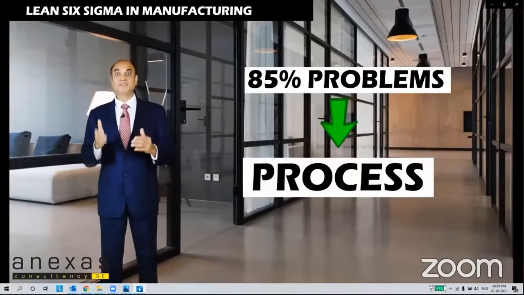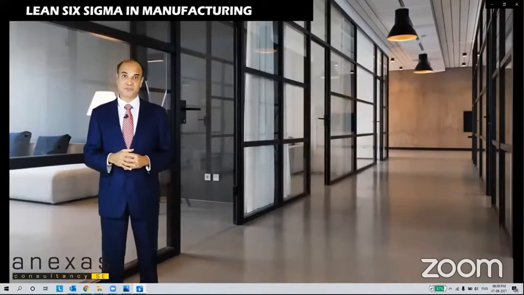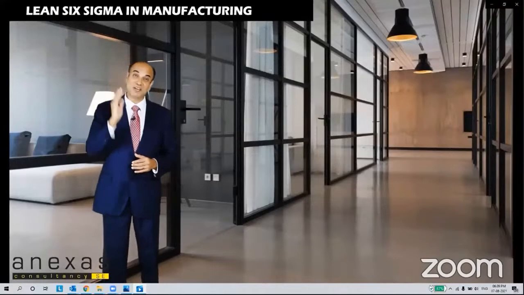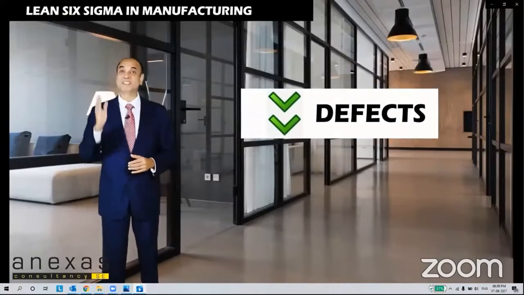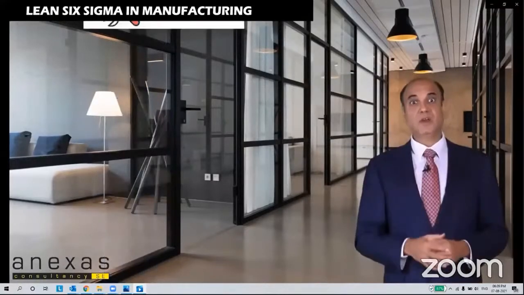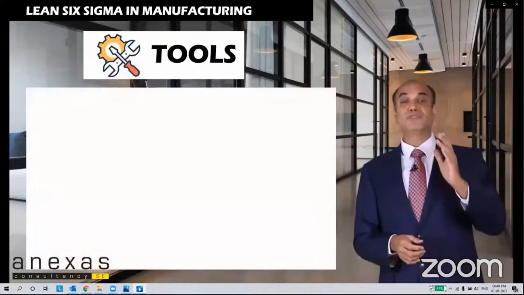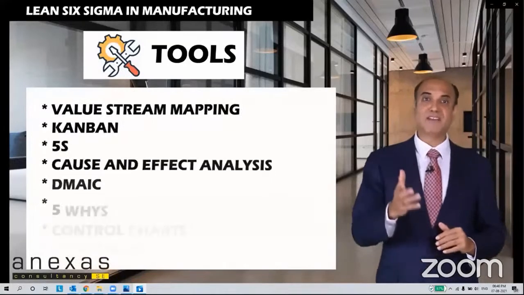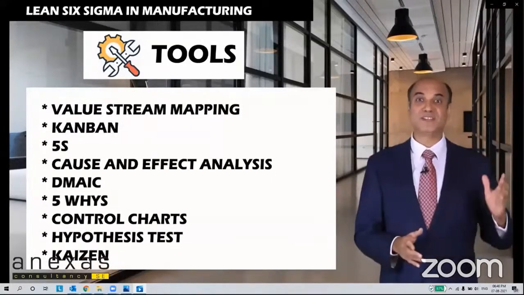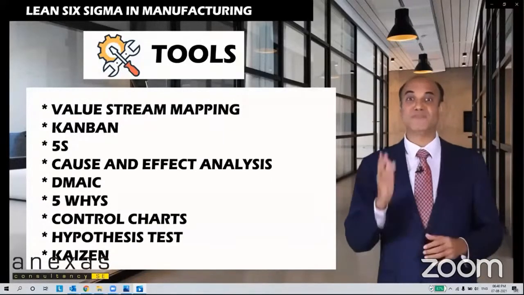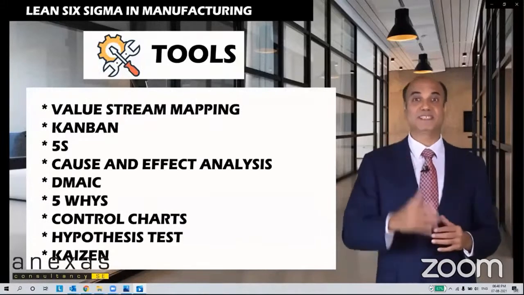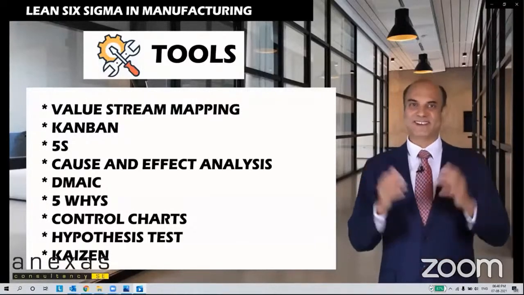Defects in your product can cost your organization a fortune, so the focus is on reducing the defects by focusing on the processes. Let me talk about some Lean Six Sigma tools that can be used in manufacturing: value stream mapping, Kanban, 5S, cause and effect analysis, control charts, DMAIC, 5 Whys, Kaizen, hypothesis tests, and more.